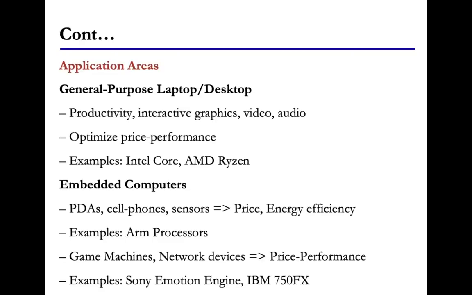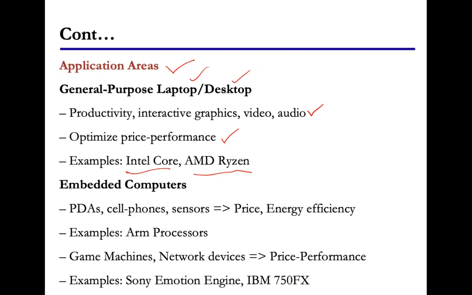So, what are the concerns for computer architecture design? The concern is mainly the applications. The general purpose applications are laptops and desktops, which we use nowadays: productivity, interactive graphics, video, and audio. For these, one should understand the computer architecture design process and optimize price performance. You must reduce the cost without compromising the number of transistors placed on a single microprocessor chip. Examples are the Intel Core and AMD Ryzen in the laptop or desktop application area.